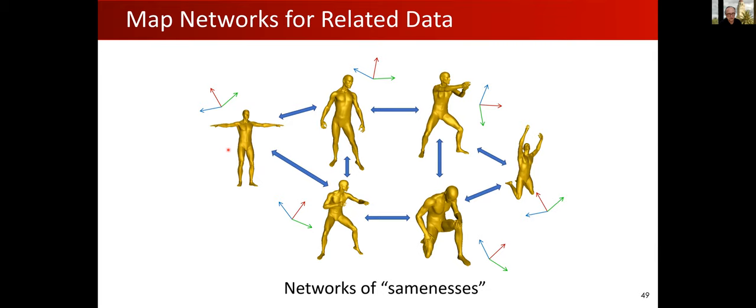I can also transfer it via this path. For example, I can take the 0-1 function that's the head of this human and transfer it here, transfer it there, transfer it there. I'll get some function that tries to tell me where the head is here. I can also do it following this path. And the question is, will I get the same result?